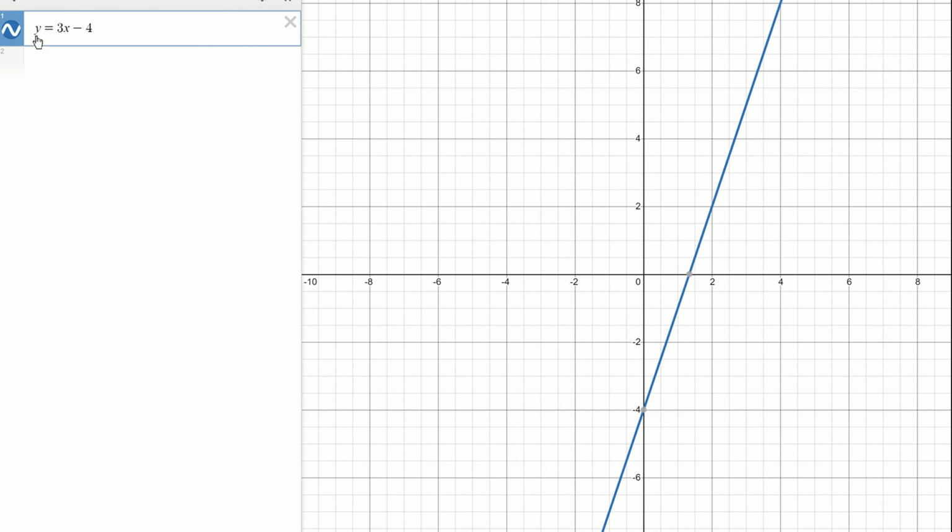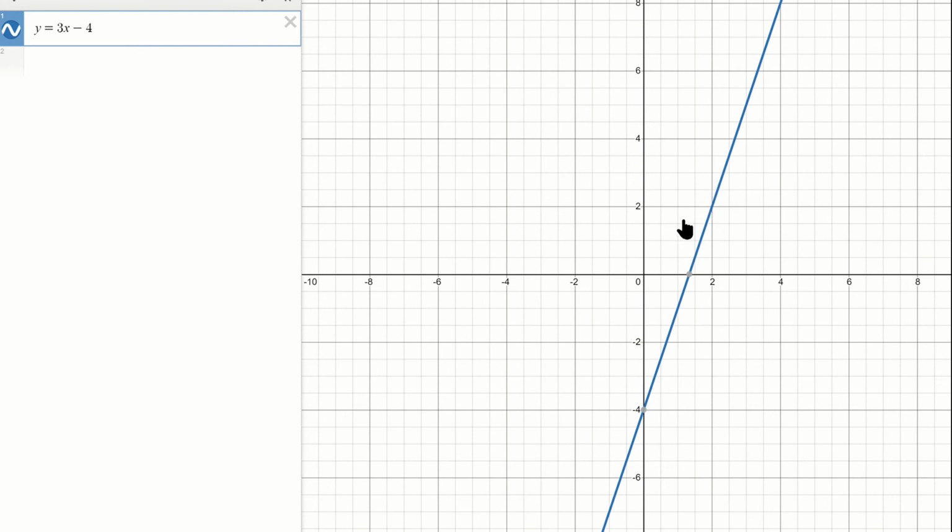And then the slope is 3. You can write that as 3 over 1. So that means you go up 3 units and then right 1 unit and you'll end up with another point. Then you can quickly graph your line. Now, notice that a linear function like this will pass the vertical line test as well as the horizontal line test. So it is definitely a one-to-one function.